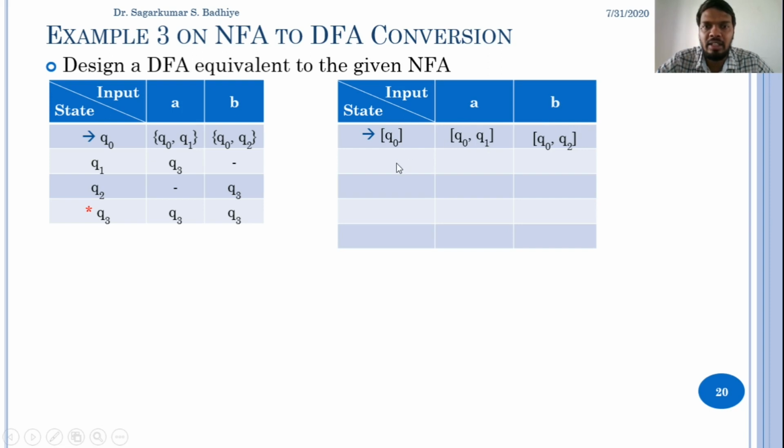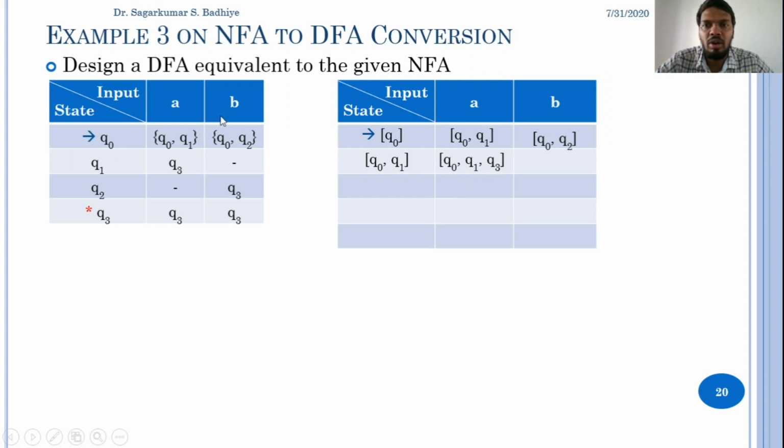So we write it in the present state column as Q0 Q1, and the transition for this Q0 Q1 state will be obtained from the NFA table. So Q0 on A goes to Q0 Q1, and Q1 on A goes to Q3. So Q0 Q1 on A will go to a combination of these three states. So the new state will be Q0 Q1 Q3. So Q0 Q1 on getting A as input goes to Q0 Q1 Q3.